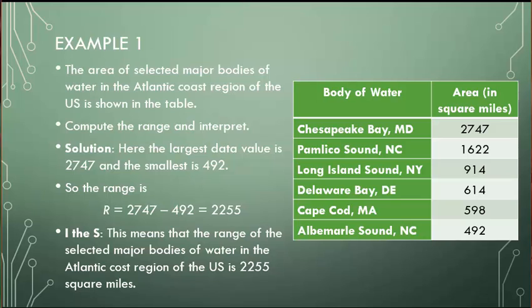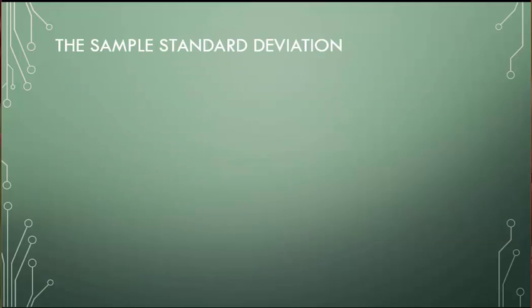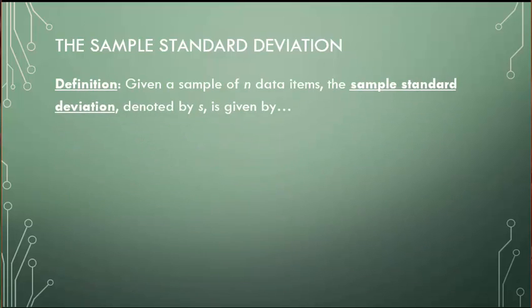So let's go to the next measure of dispersion, the next measure of variation, which next to the sample mean is certainly the most important measure in all of statistics, the sample standard deviation. We can say that given a sample of n data items, n being the sample size, the sample standard deviation, we'll just denote that with the lowercase letter s, it's given by, well, here's the formula for it. It looks imposing, but it's really not.